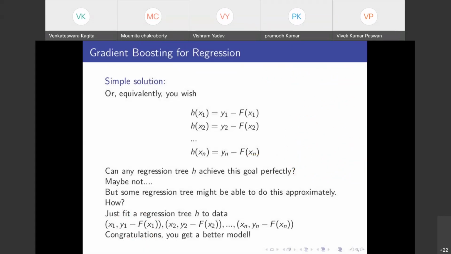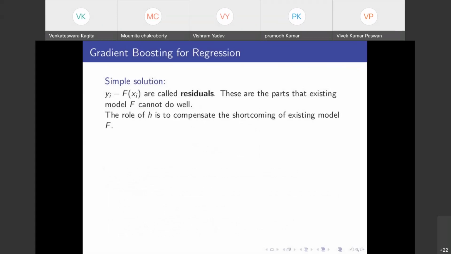We have got a better model, right? Here we call this yi minus f of xi the residual part. These are the parts that the existing model f cannot do well. And the role of this new model h is to compensate for the shortcomings of the existing model f.